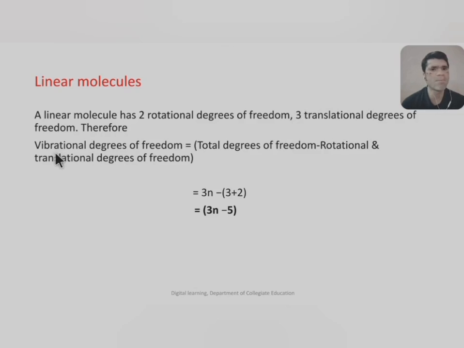So the vibrational degrees of freedom are calculated as total degrees of freedom minus rotational and translational degrees of freedom. So 3n minus (3 plus 2), that is 3n minus 5, where n is the number of atoms present in the molecule. Say for example, if I take HCl, n will be 2, since 2 atoms are present. For CO2, carbon dioxide, the value of n will be 3, because 3 atoms are present.